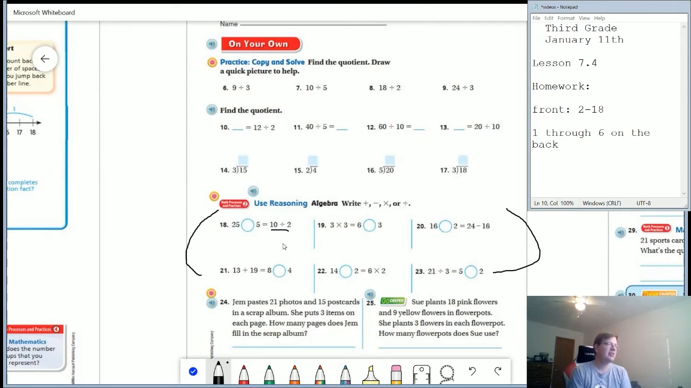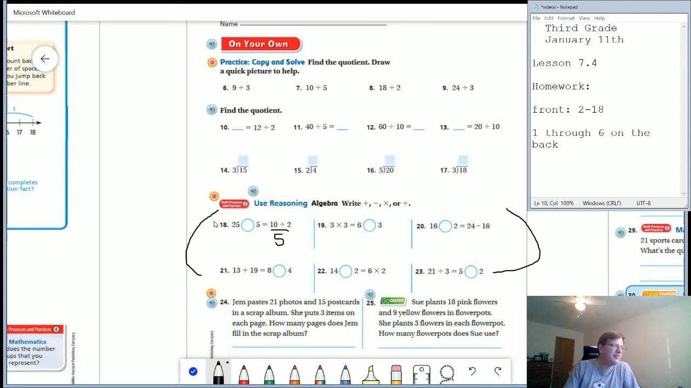So let's go ahead and do number 18 as an example. My goodness, I can't talk today. Sorry. So think about how many times we can count by 2 to get to 10. Pause the video if you need to. That is going to be 5.